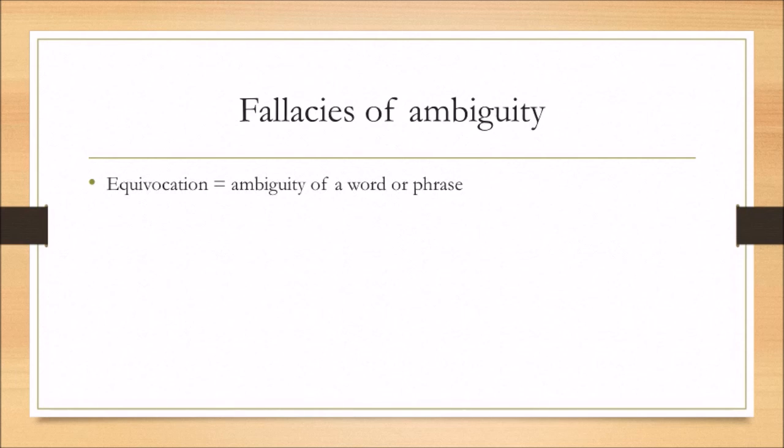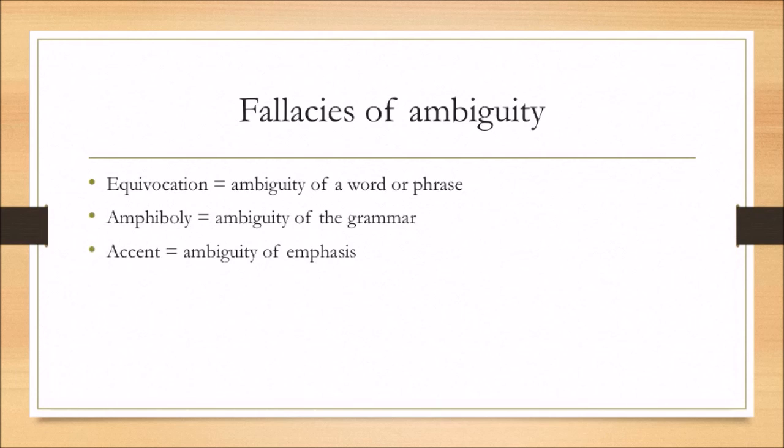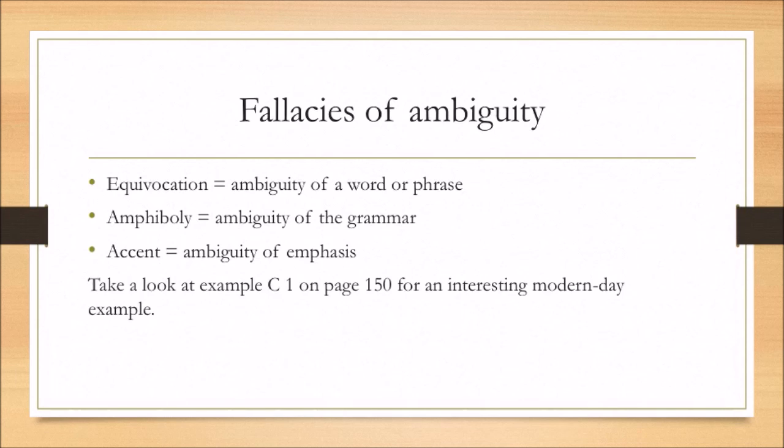So first of all, there's three quick kinds of ambiguity that the book mentions: the fallacy of equivocation, amphibole, and accent. Equivocation is when you have a word or a phrase that's ambiguous. Amphibole is when the grammar is ambiguous. You can take something to mean two different things depending on how you interpret the grammar. And accent is when the emphasis is ambiguous. Somebody says something, emphasizing one part of it, and you change what they mean by the way you emphasize what they said. And then there's two other things that I want to mention quickly.